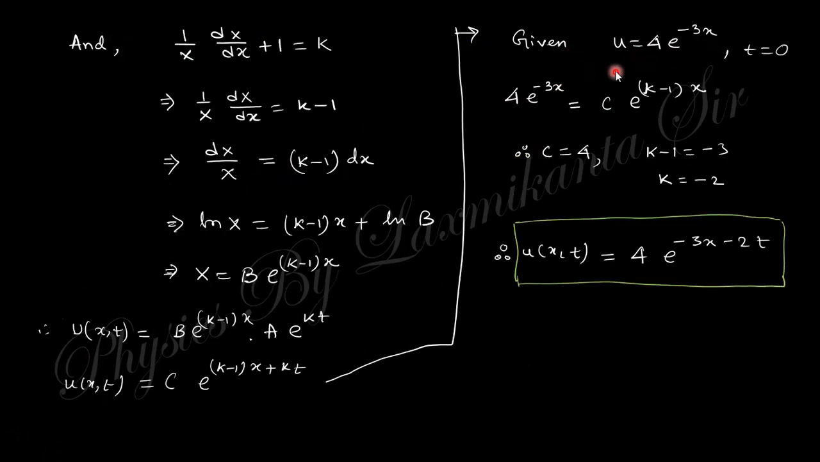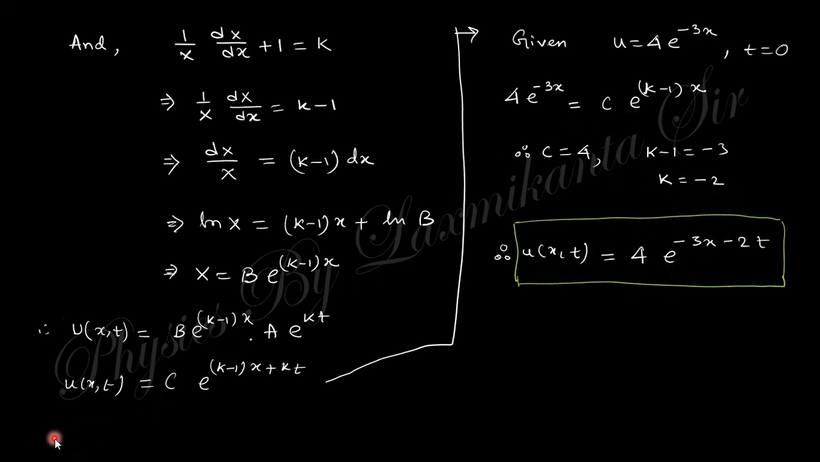Now we can find out the constant value using the given boundary condition, right? The given boundary condition is like that: at t equal to 0, u equals this. So put the value t equal to 0, you will get c e to the power k minus 1 into x. So c equals 4, and k minus 1 equals minus 3. So k equals minus 2, and like that. So after obtaining the values of c and k, put these values in, and you will get this solution.